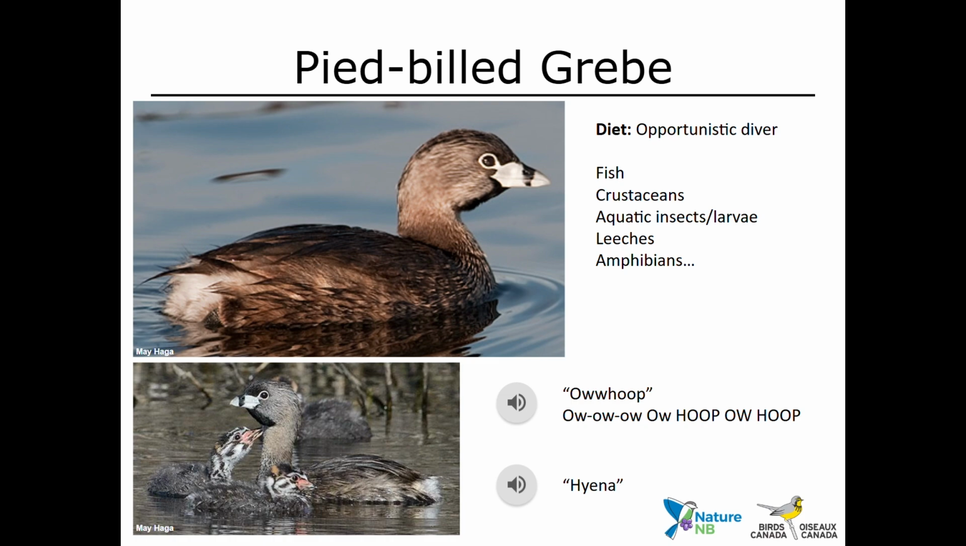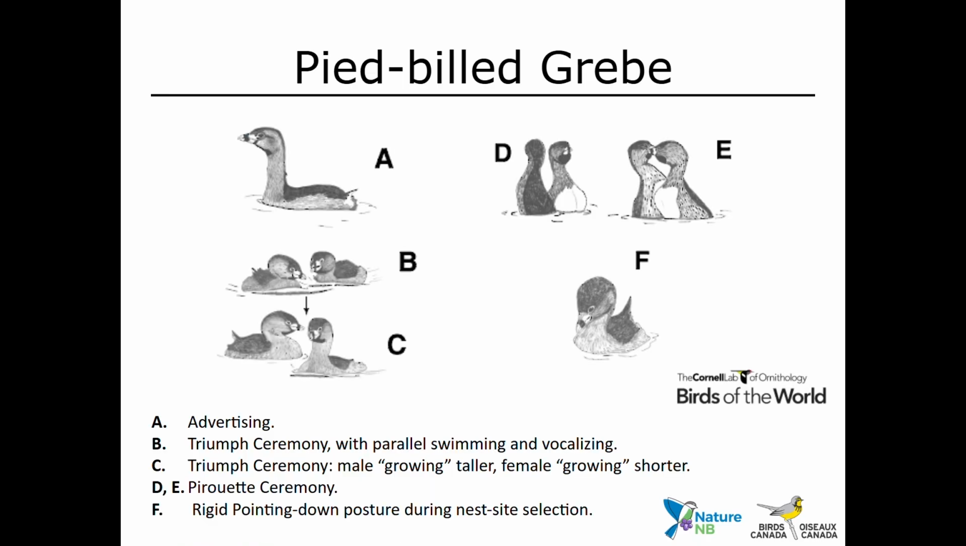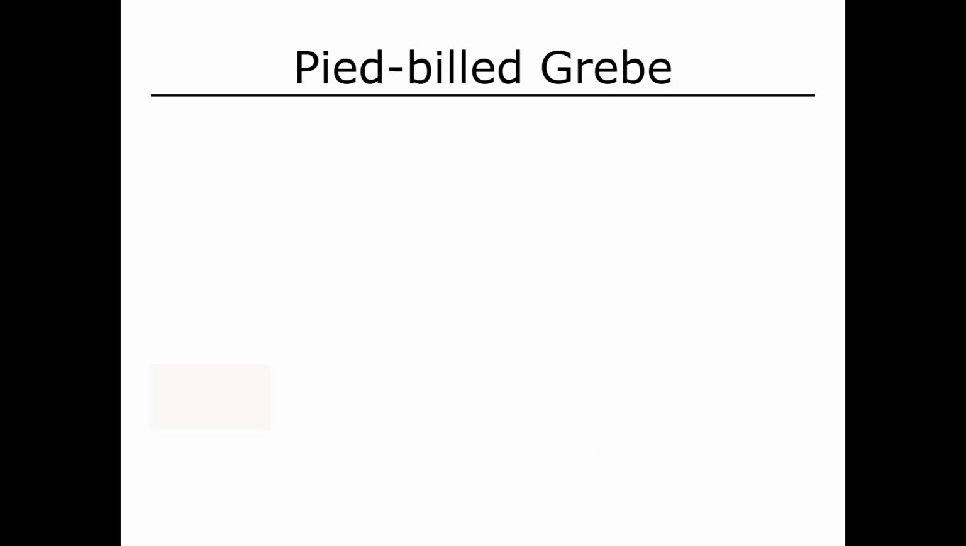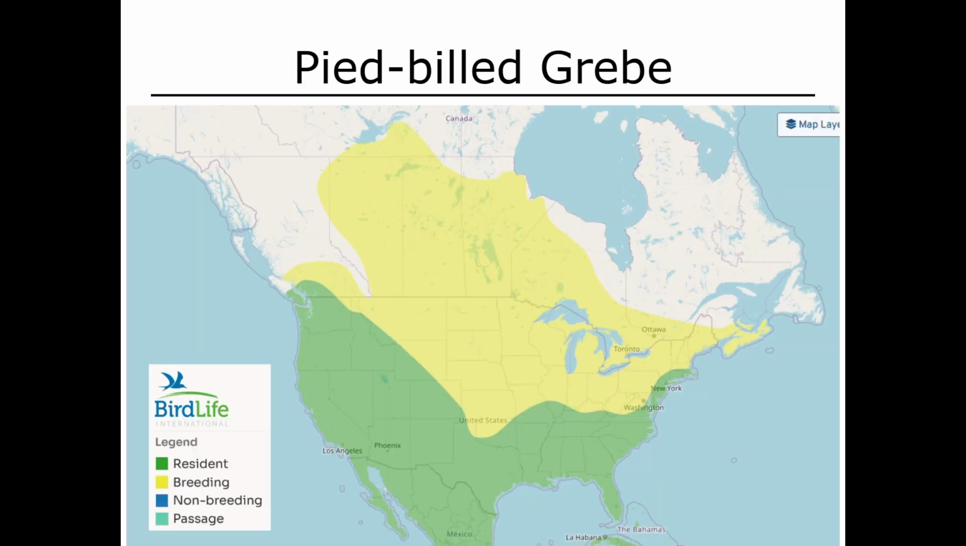One interesting fact about pied-billed grebes is that they have a very complicated courtship ritual that has a series of essentially dance steps that they go through, and at the end they will start building their nest. And so they form these really strong pair bonds. And they are distributed, again, across North America, like many of the species we've seen today. And they breed in the southern parts of the Maritimes, not so much over New Brunswick.